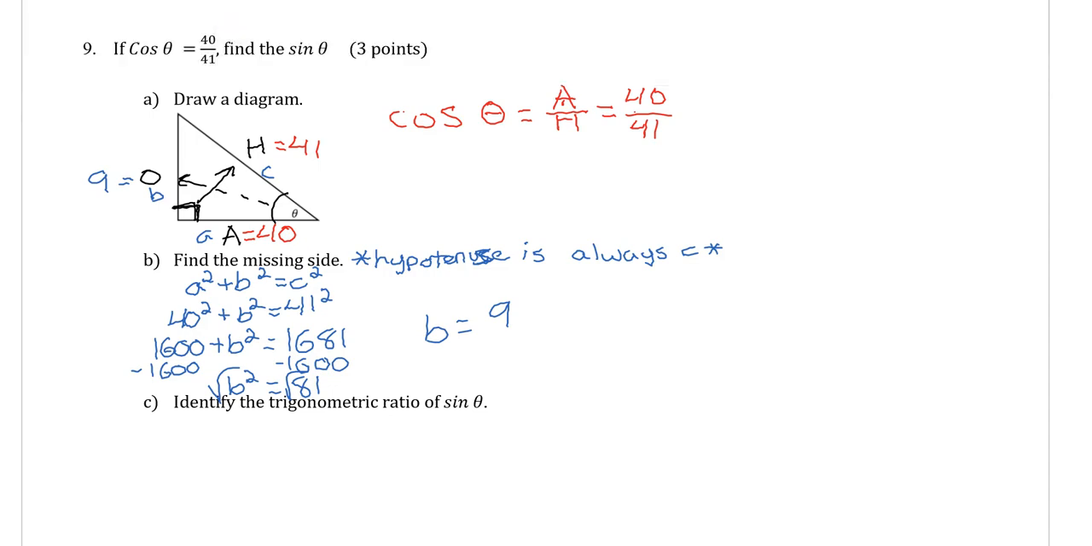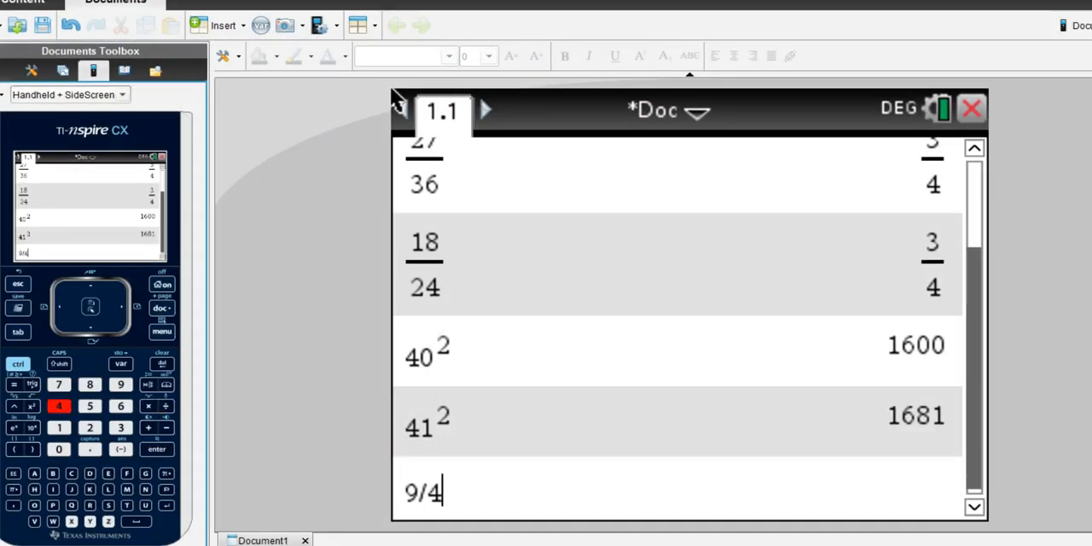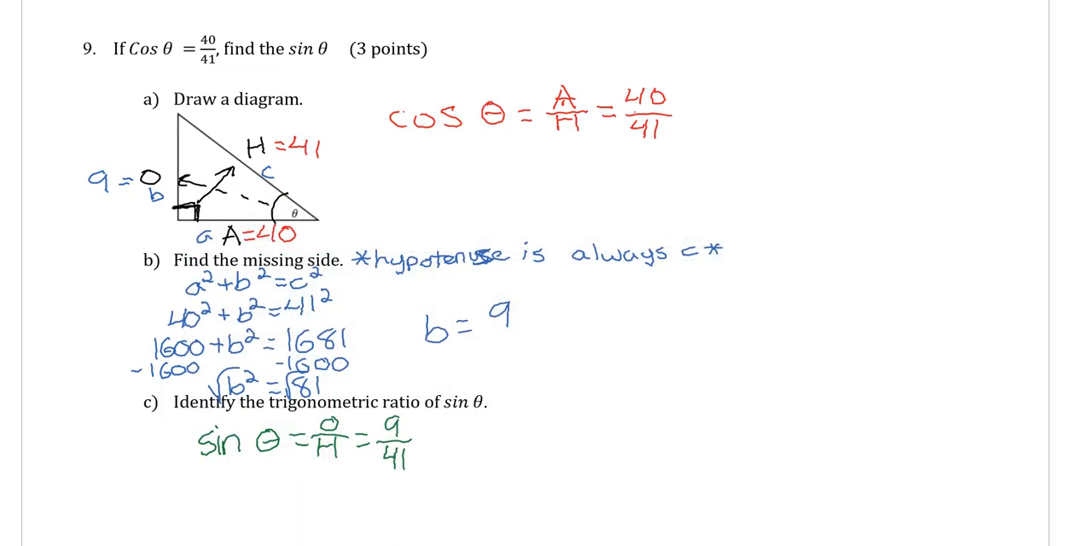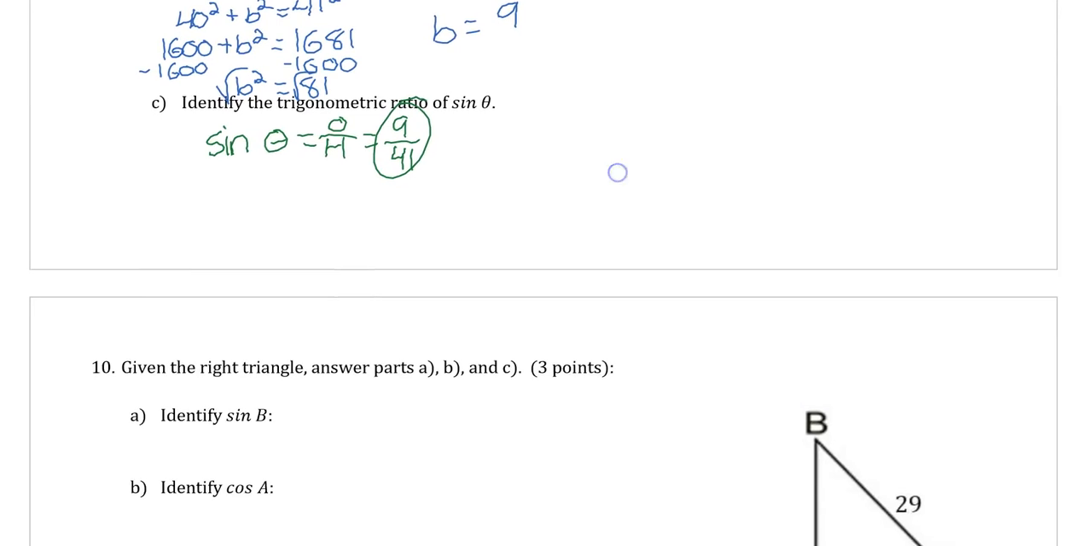Right. Now in my last step, identify the trigonometric ratio of sine of theta. Right, because that's what the question is asking. So sine of theta equals opposite over hypotenuse. Opposite side is 9. Hypotenuse is 41. I'm still going to check to see if this can reduce. And it doesn't, so we'll just leave our answer as 9 over 41. And that's it. Remember, these ones are just the ones where you're using Pythagorean theorem to find that one missing side. All right, looking at number 10.